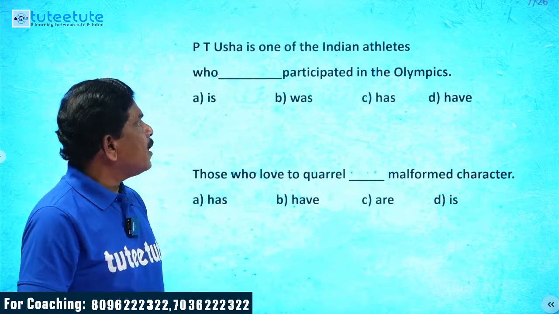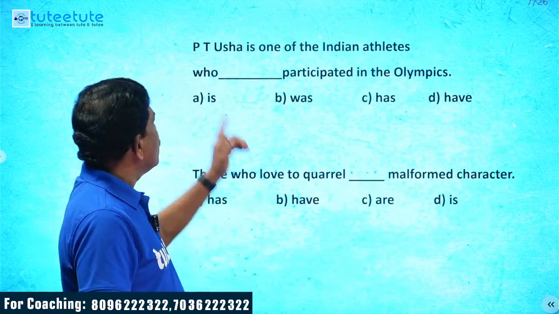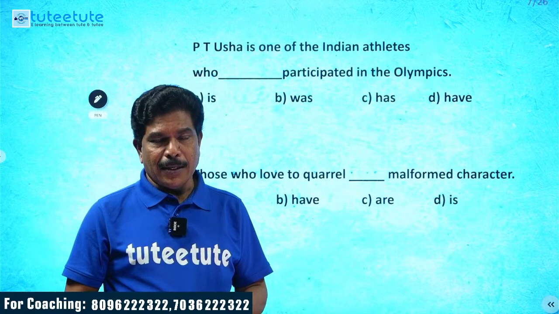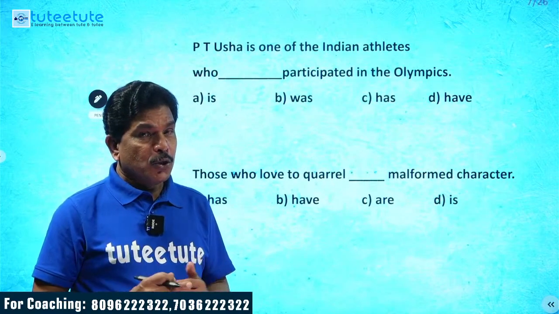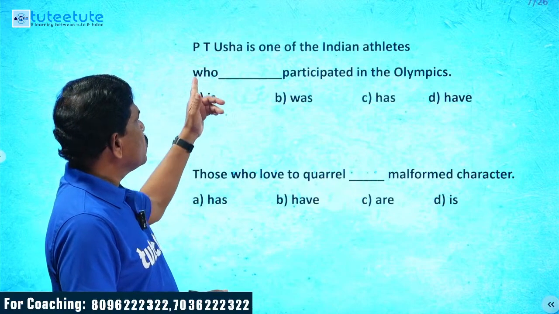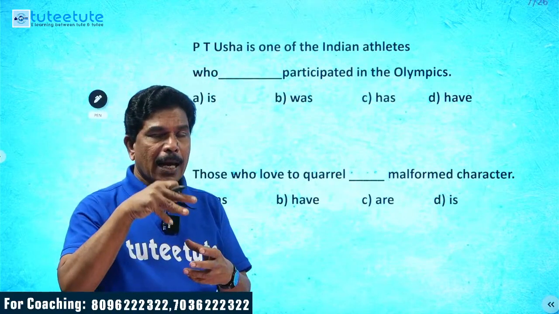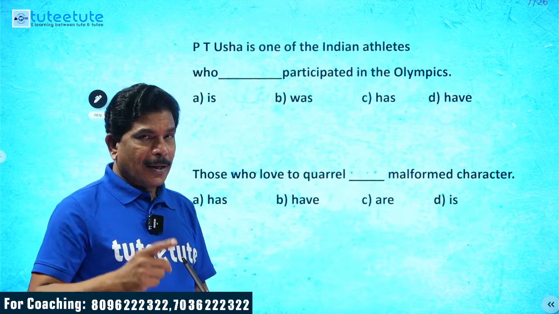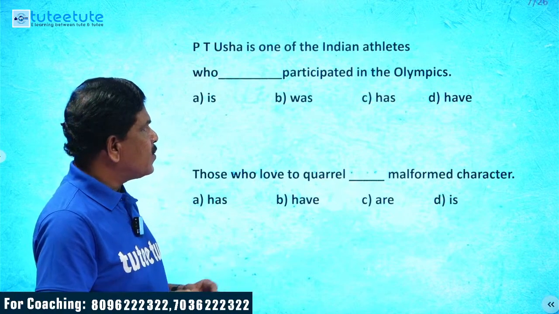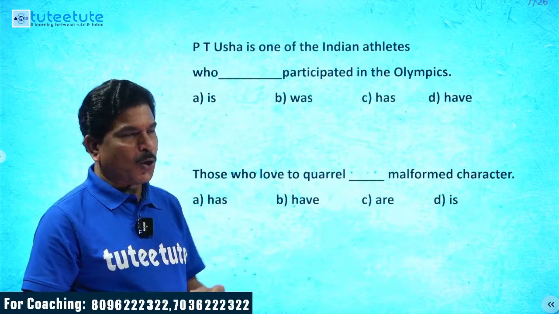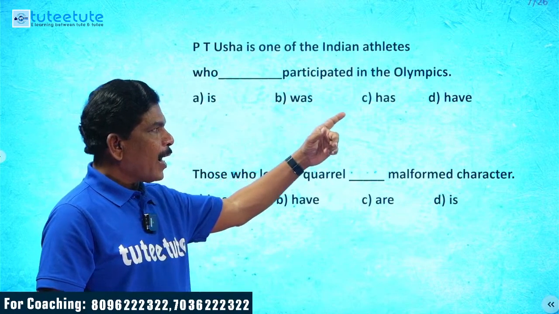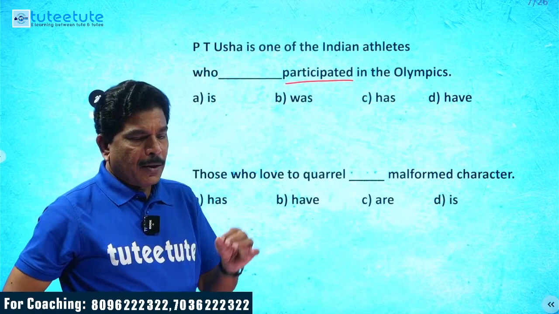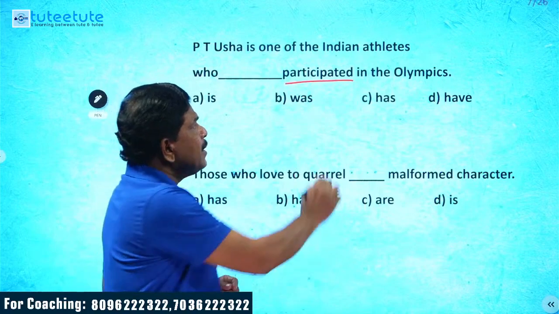Then we have, P.T. Usha is one of the Indian athletes who participated in the Olympics. This is a rather confusing question. Most of you are likely to go wrong while choosing the answer. Can you guess which is the correct option? The correct choice is was, has, have. Here the verb is participated. It clearly suggests that this is a V3 form.